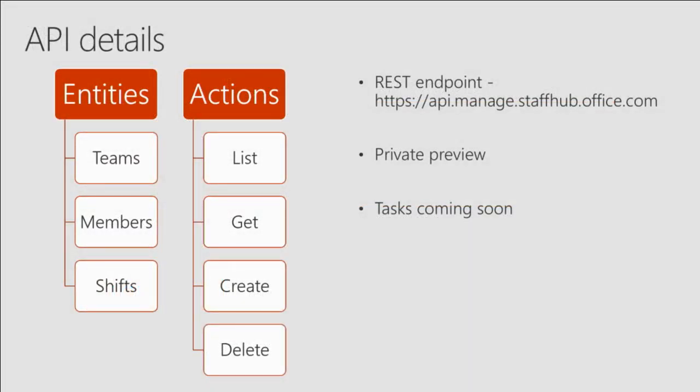Right, so coming to the APIs, as I mentioned, the StaffHub APIs will allow you to access all the entities that we have in StaffHub so that you can hook them up to any system that you want. The three key entities that we expose today are the teams, members, and shifts. And for all of these entities, you can access them using our REST endpoint with OAuth. And you will be able to list them, get more details about them, create and delete those entities. These are available in private preview right now, so you can contact us if you want to start using them.